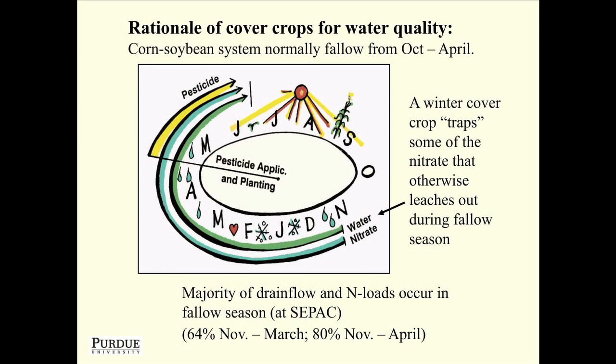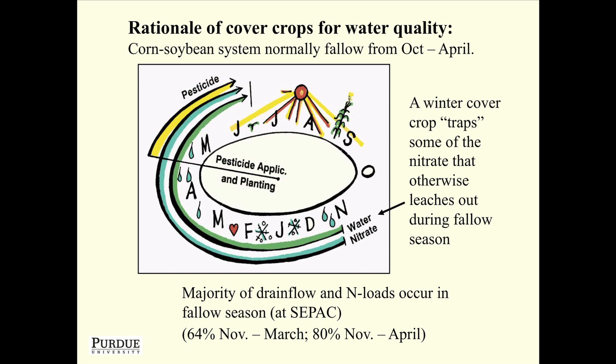Okay, this is kind of my depiction of the cycle of the year that I use to illustrate the nitrogen scavenging part and the water quality benefit part. So along the top there, the rationale for cover crops for water quality. Again, I work primarily in corn soybean country, but our corn soybean or any summer annual crop is normally fallow from October through April. But it's at precisely that time when the majority of our drainage flow occurs.